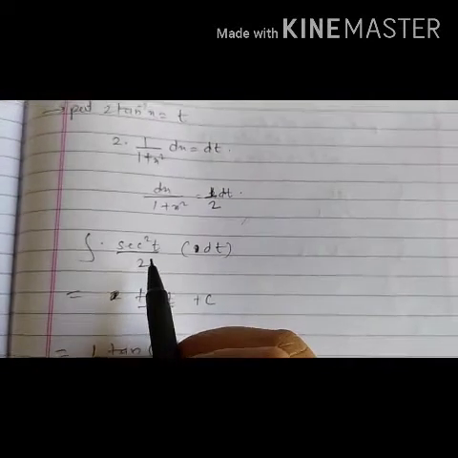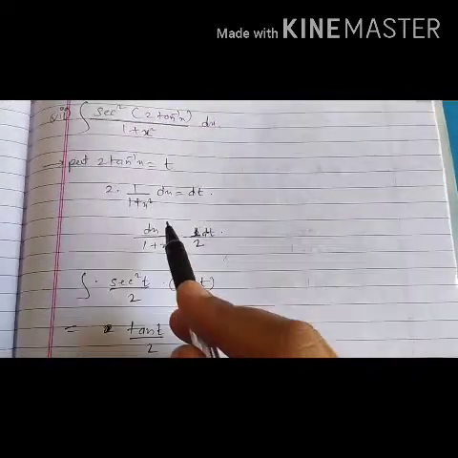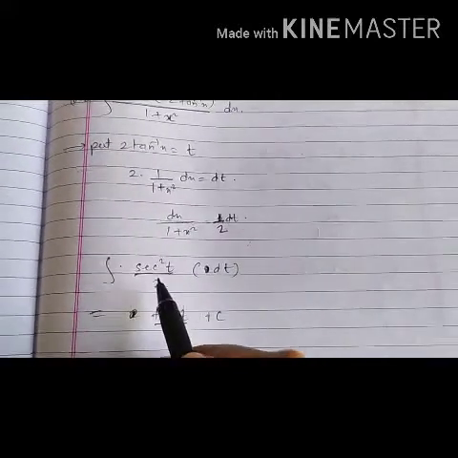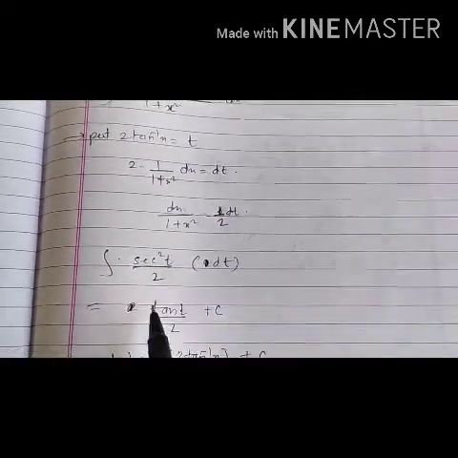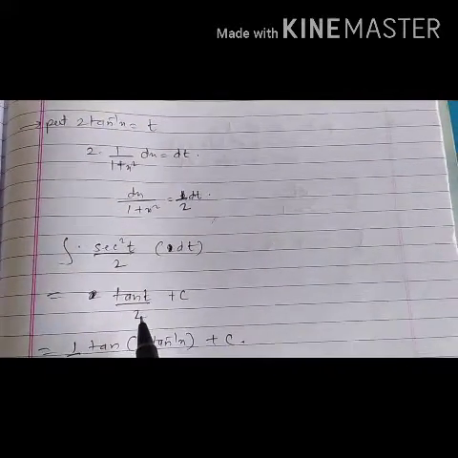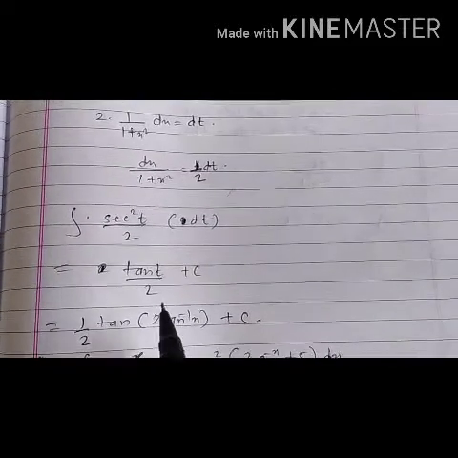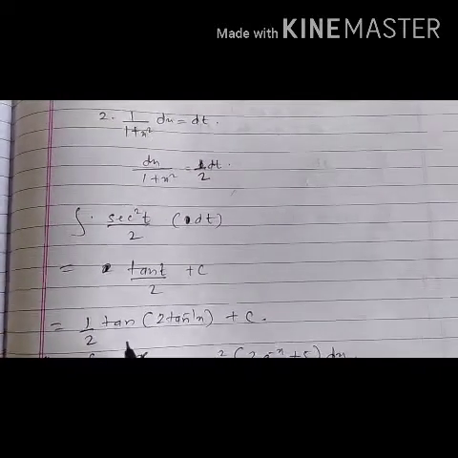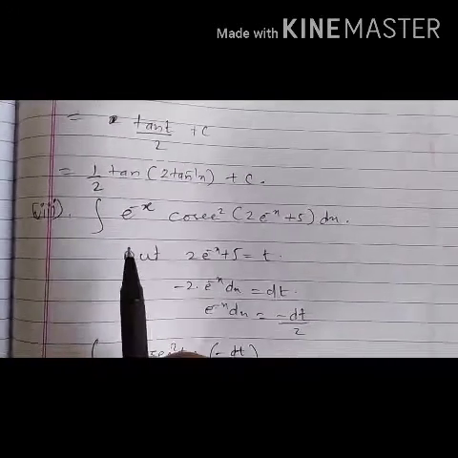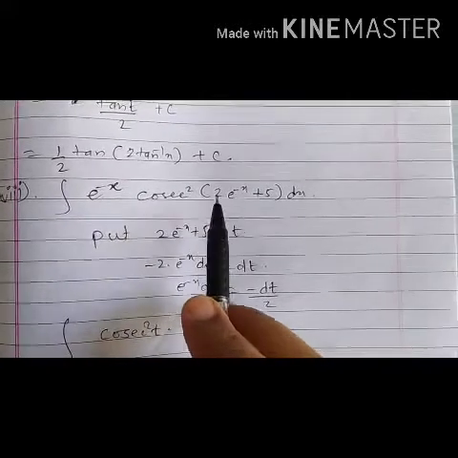So after substituting 2 tan inverse x equals to t, we have integration of sec square t into dx upon 1 plus x square is equal to 1 by 2 into dt. So it will be 1 upon 2 dt. We know that integration of sec square t is tan t. So it will be tan t upon 2 plus constant of integration. Now after resubstituting the value of t, it will be tan of 2 tan inverse x upon 2 plus constant of integration.